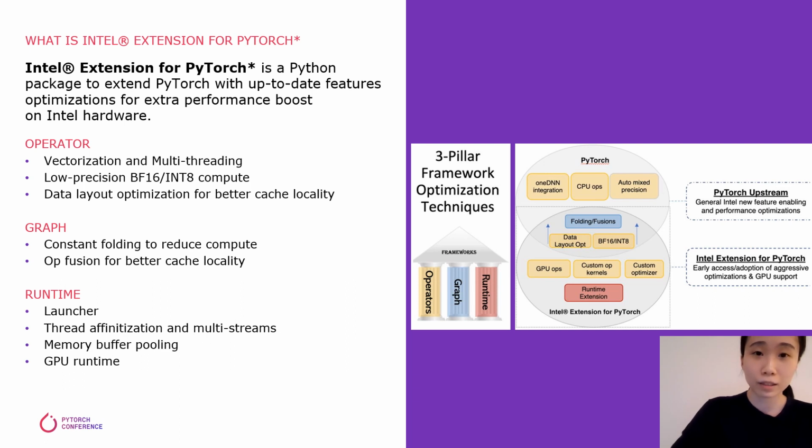At runtime, Intel Extension for PyTorch provides a runtime extension to accelerate even further, including fine-grained thread affinity control and a launcher for automatic setting of the optimal CPU configuration. Eventually, all targeted features and optimizations are targeted to upstream stock PyTorch. Compared to stock PyTorch, Intel Extension for PyTorch optimizations are more aggressive at a broader scope.